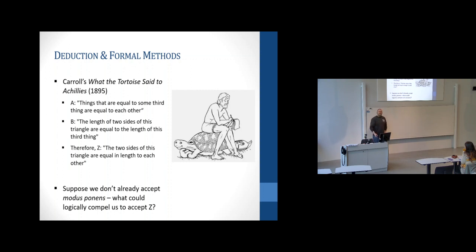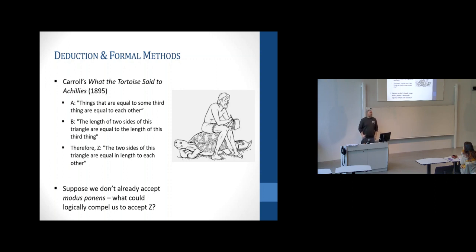So what is this structure? It's basically something like that. I'm sorry for the crappy pen, but the first premise gives us a conditional: if A, then B. The second premise gives us the antecedent, A. The conclusion is B.